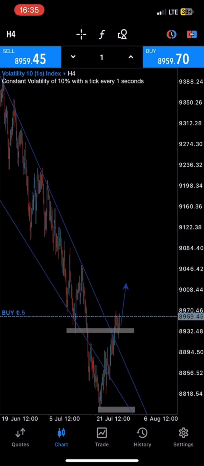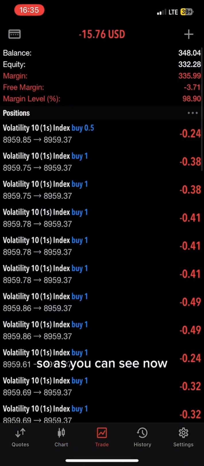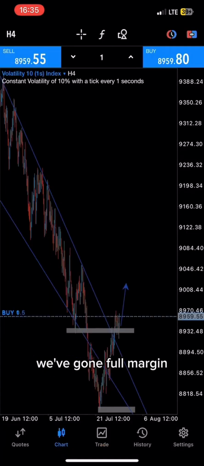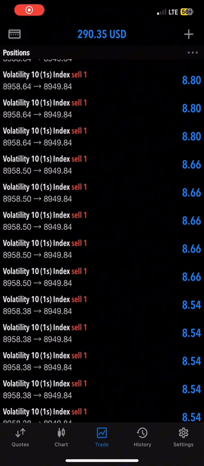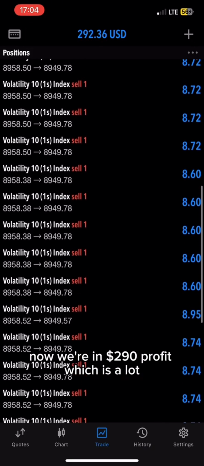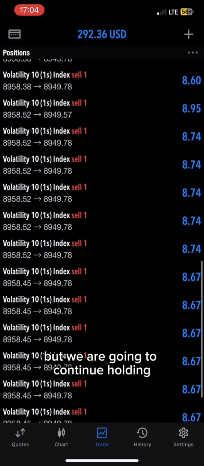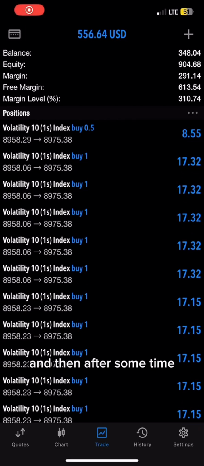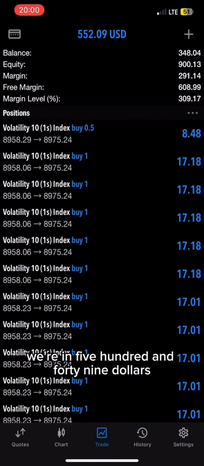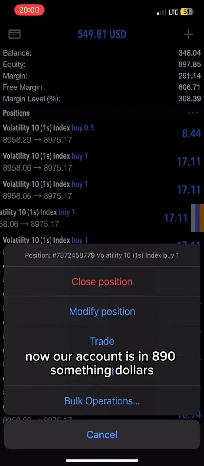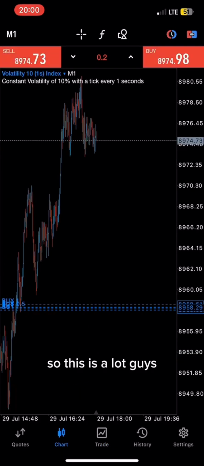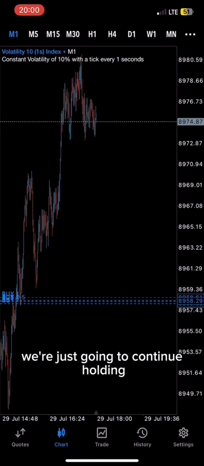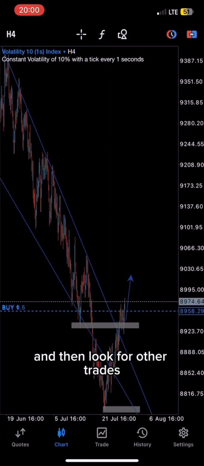Let's execute more and see how much we can get from this one. As you can see, now we've gone full margin. It is actually calling our margin levels. Now we're at $290 profit, which is a lot, but we're going to continue holding. And then after some time, we're at $549, which is a lot. Now our account is at $890 something. So this is a lot, guys. We're just going to continue holding, or maybe you can just close and then look for other trades.